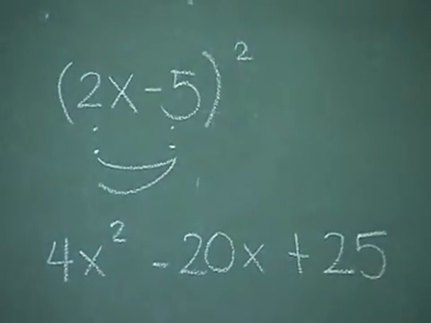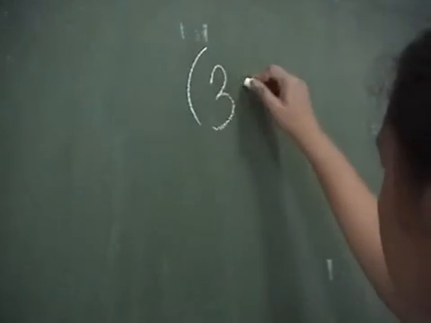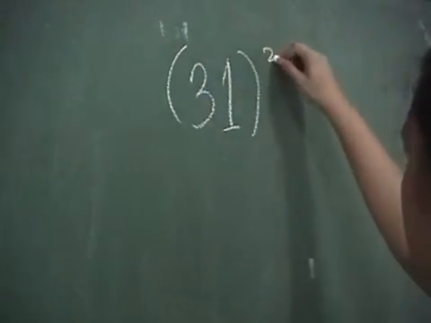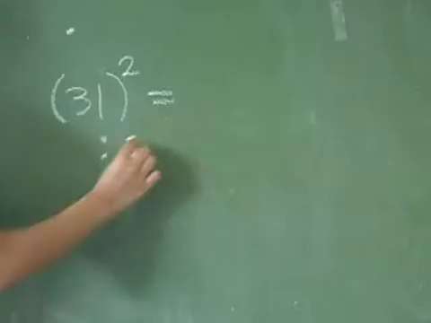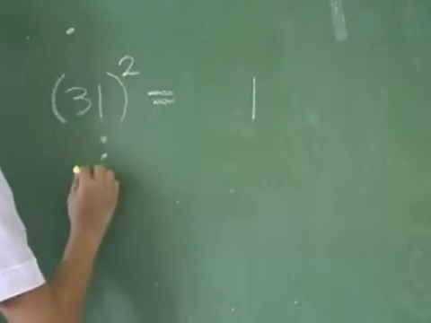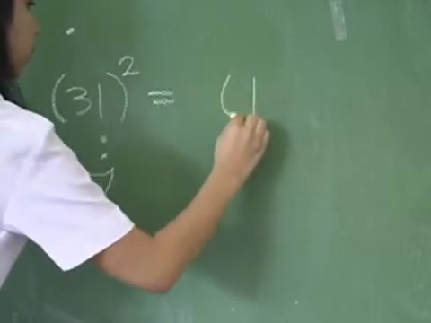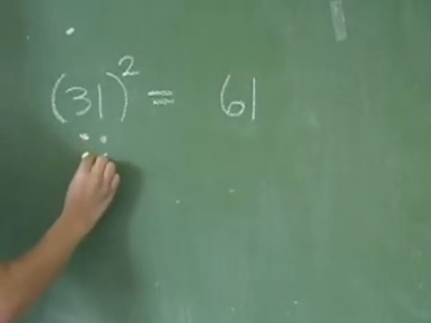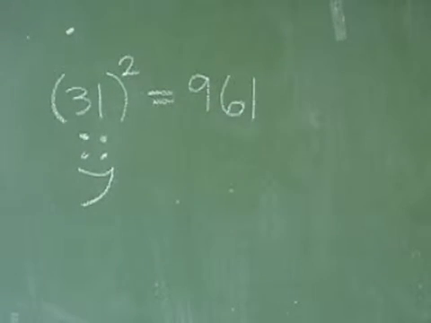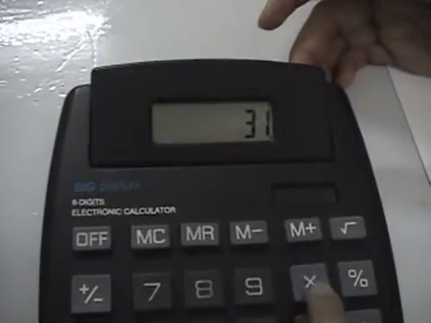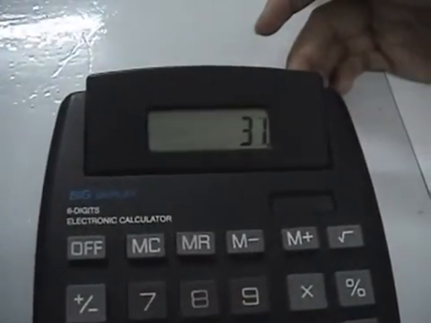Let's try squaring a number mentally. We begin with the rightmost digit. 1 squared equals 1. 3 times 1 doubled equals 6. 3 squared equals 9. 31 squared equals 961. Let's verify our answers using a calculator.